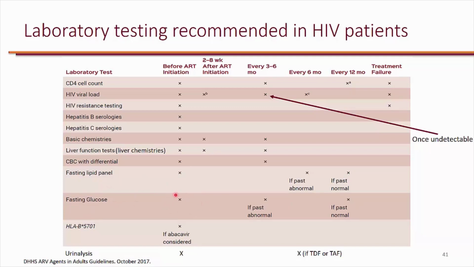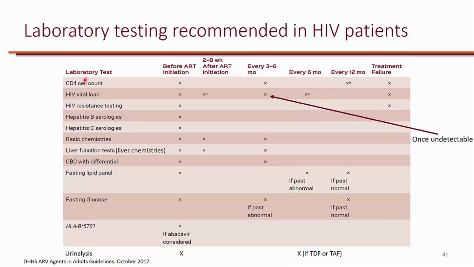Fasting glucose, since they are already at increased risk of cardiovascular disease and death, you want to also assess their glucose and make sure they don't have diabetes. And of course, if abacavir, you want to check for HLA-B5701 polymorphism. And urinalysis for assessment of renal function. If the patient is taking tenofovir, well, you do that baseline for everyone, but you do it every 6 months if they are taking tenofovir.